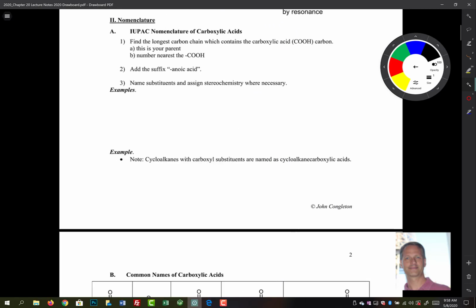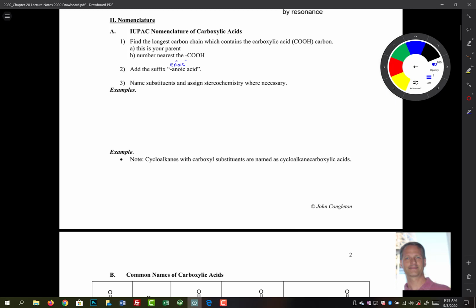Let's talk about nomenclature a little bit here. So nomenclature is fairly straightforward, as we've seen so far throughout the semester. We're going to find the longest carbon chain that contains that carboxylic acid functional group. That's going to be your parent, and we're going to number it nearest the COOH group. Now we're going to add the suffix enoic acid. It could also be ynoic acid, right? So it's oic acid, which is the key point. If it's an alkane, it'd be an anoic acid. And then we name substituents and we assign stereochemistry where necessary.